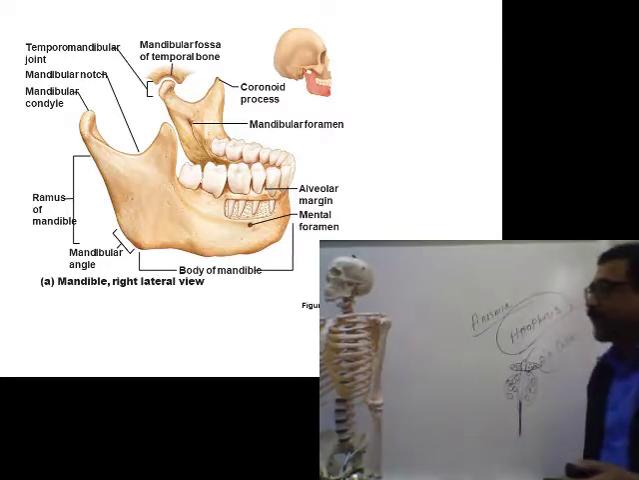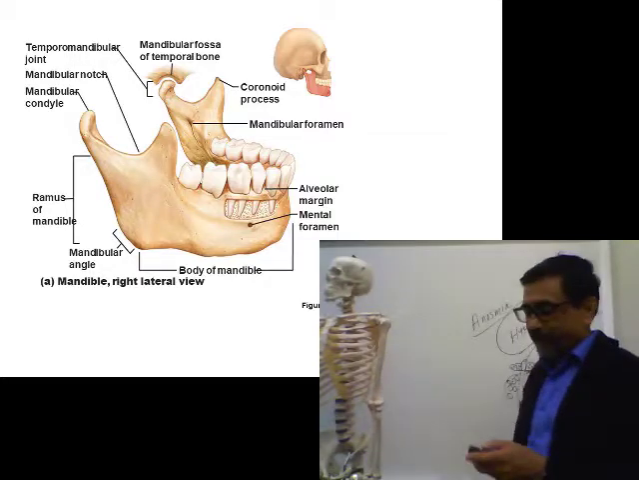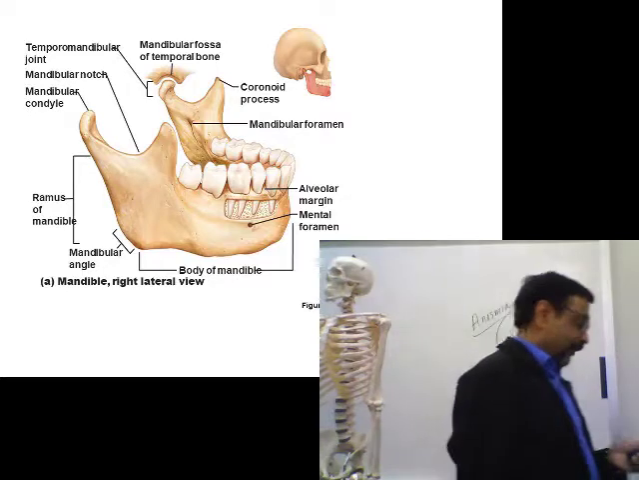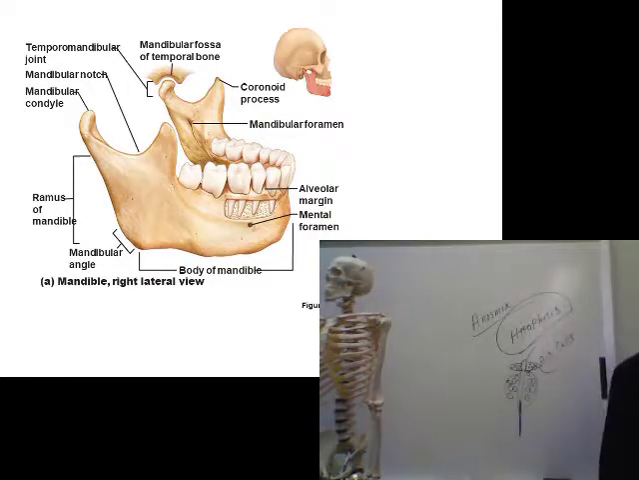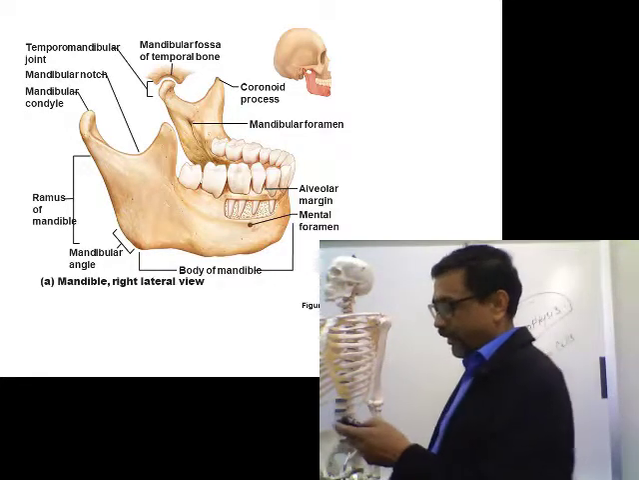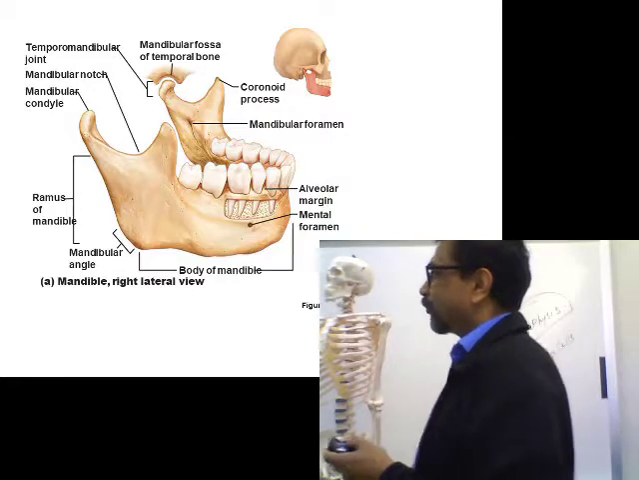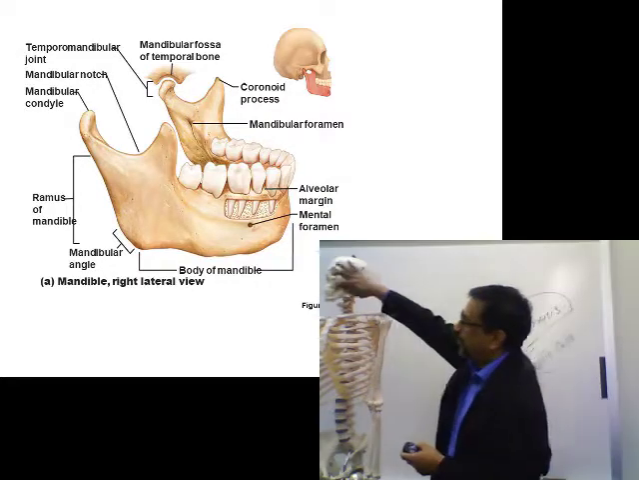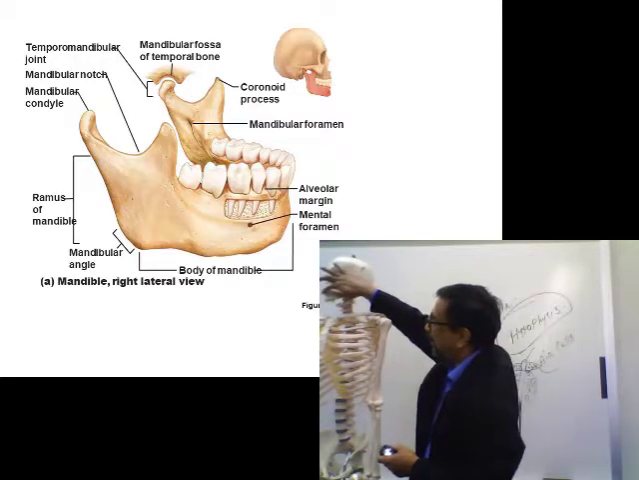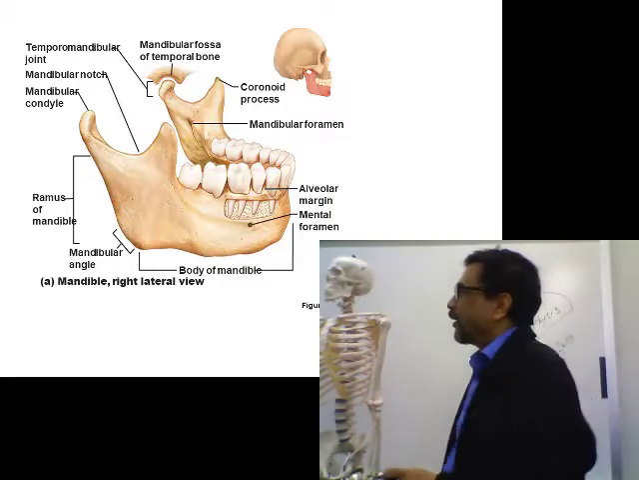Now first let's talk about the body part. On the upper surface of the body, you have the lower teeth attached. So lower teeth are attached to the upper surface of the body of the mandible, and the area where the lower teeth are attached is called the alveolar margin. Alveolar margin.